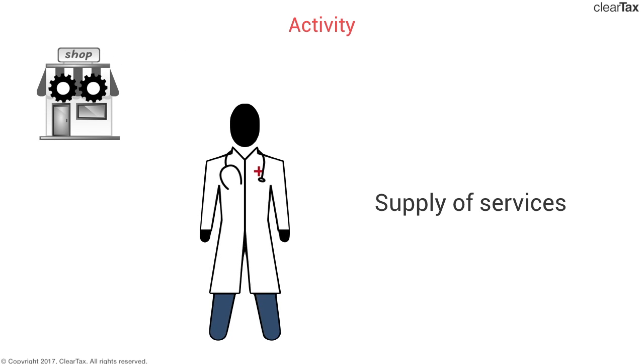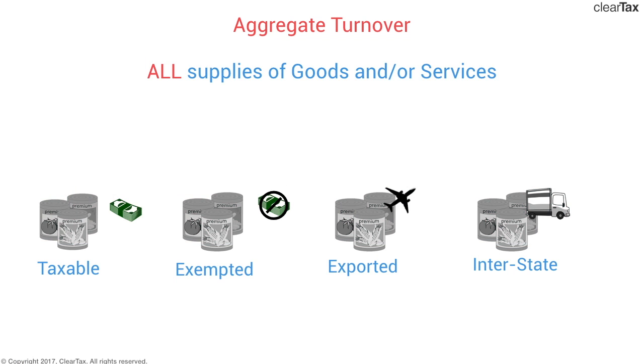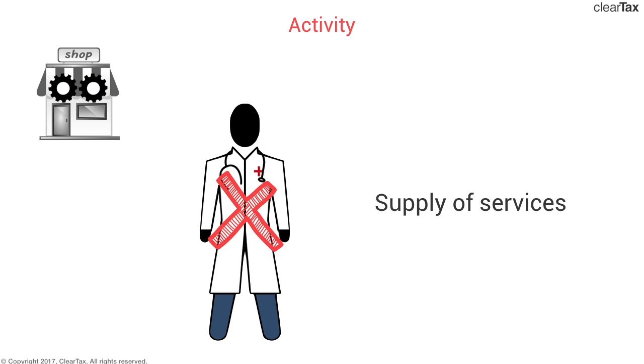The second activity that you cannot be engaged in is supply of services. By now, I'm sure you would have a doubt that in aggregate turnover, we included interstate supply and supply of services, everything in calculating aggregate turnover, and now we are saying you can't engage in that services. Then how does it make sense to include that in the first place?